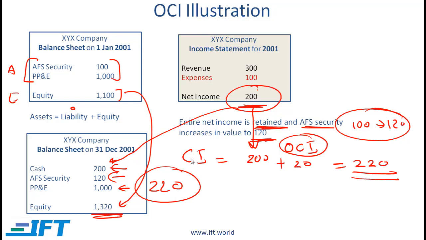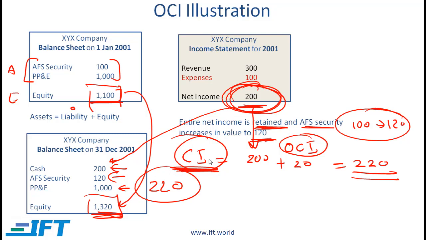So the total comprehensive income shows us how we go from the original equity number of 1,100 to the new equity number of 1,320. The net income, or even the retained net income alone, does not explain the difference between these two numbers. That difference is explained using comprehensive income, which is a combination of net income and other comprehensive income.